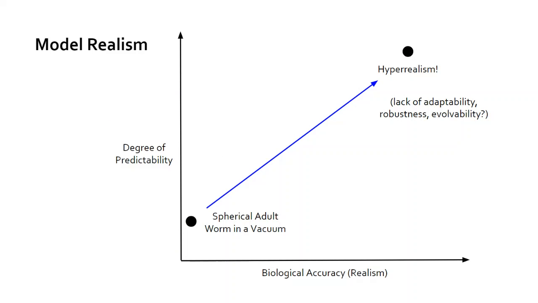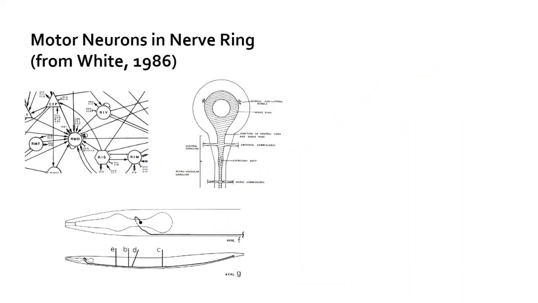The problem, though, is that you have this hyper-realism. So one option is to have a spherical adult worm in a vacuum. So you might have a hyper-abstract model of the worm that might give you biological relevance, but it's not very realistic. On the other hand, you have these hyper-realistic models, but a lot of times they don't account for things like adaptability, robustness, and evolvability that we might expect out of a living system. So that's a problem. But nevertheless, we have these nice models.